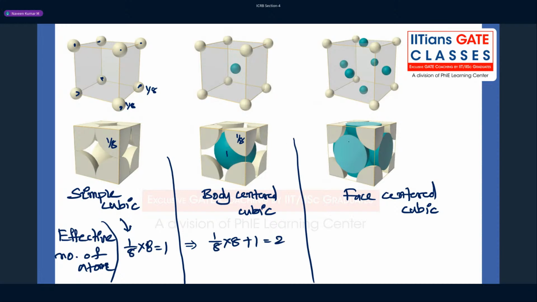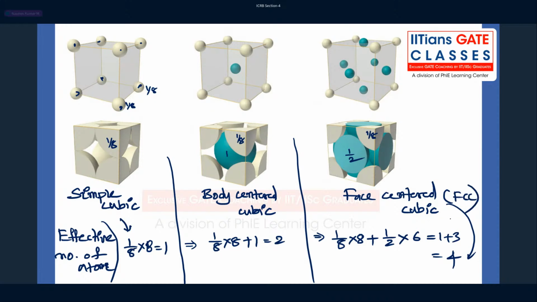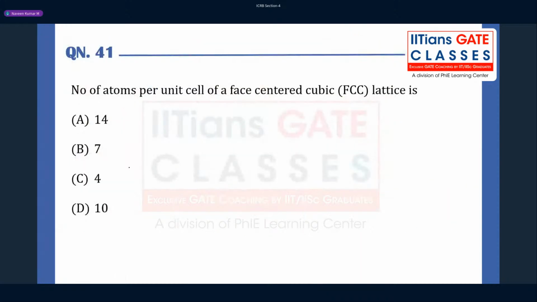Here also you can see face-centered cubic. Here it is 1/8 and this is 1/2. And 1/2, how many faces are there? 6 faces are there. How many corners are there? 1/8 each. So here I can say 1/8 into 8 plus 1/2 into 6 faces. That will give you 1 plus 3, that is 4. So in face-centered cubic it is 4. That is the answer. 4. Simple.